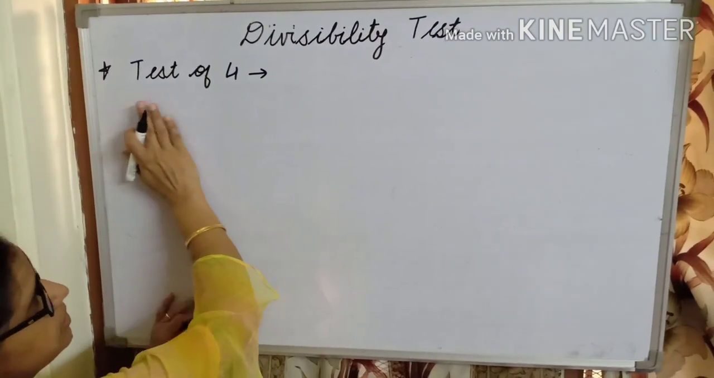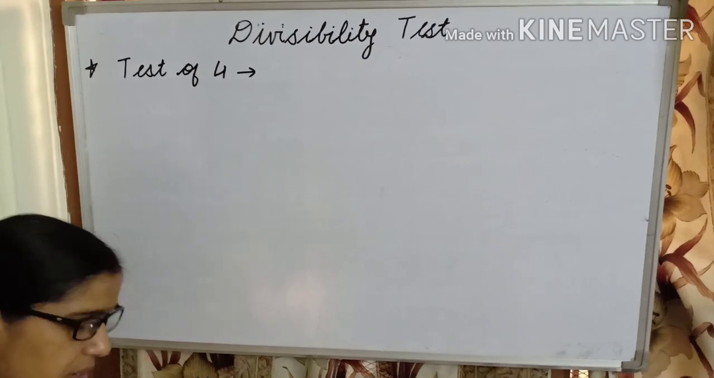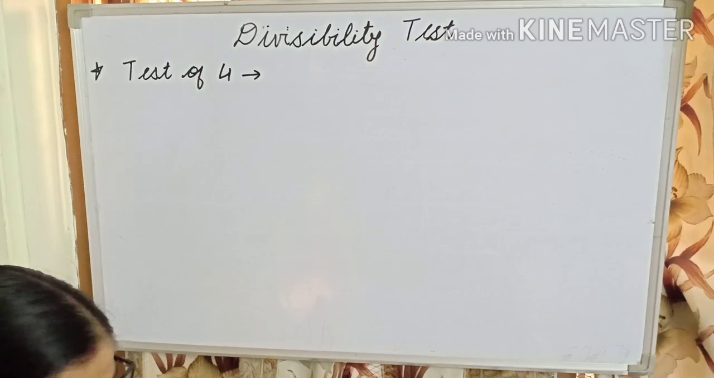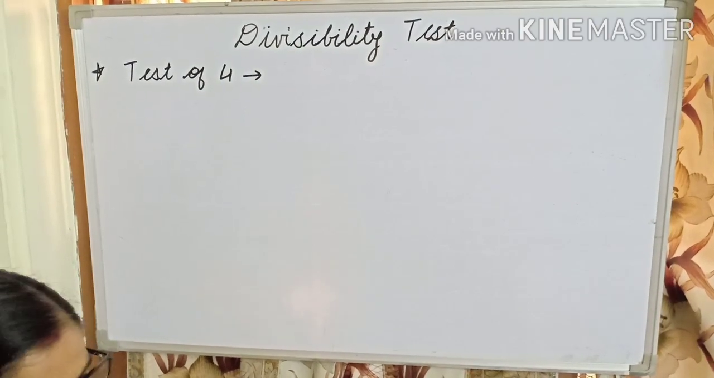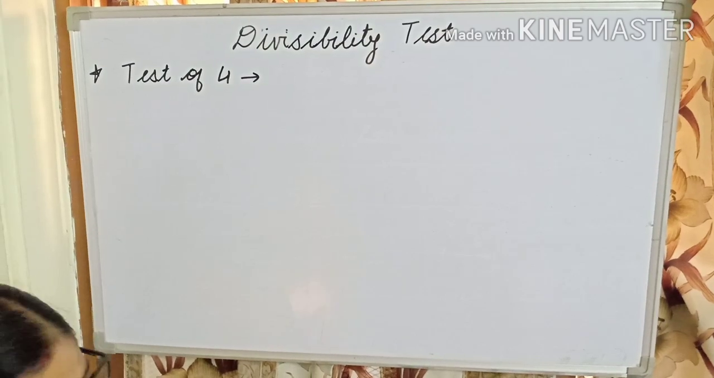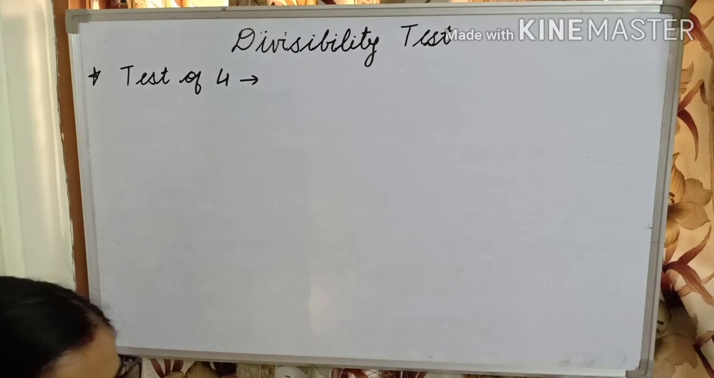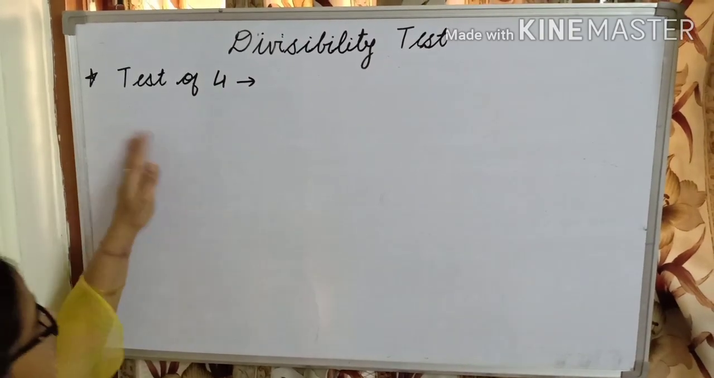Our next test is for number 4. For number 4, what you have to do? You have to check the number formed by ones and tens place. If the ones and tens place number is divisible by 4, then the given number will be divisible by 4. This is the test for 4.